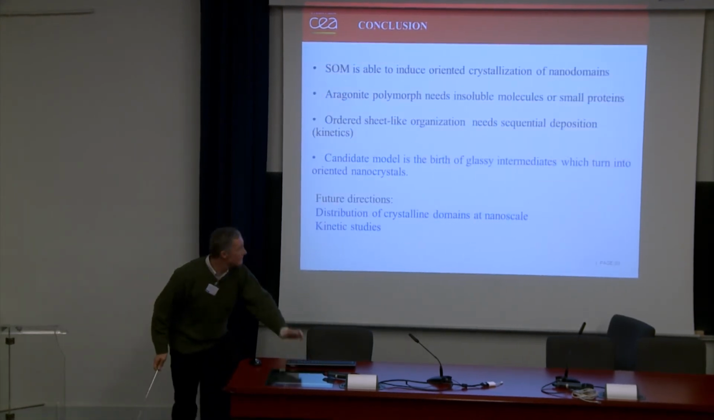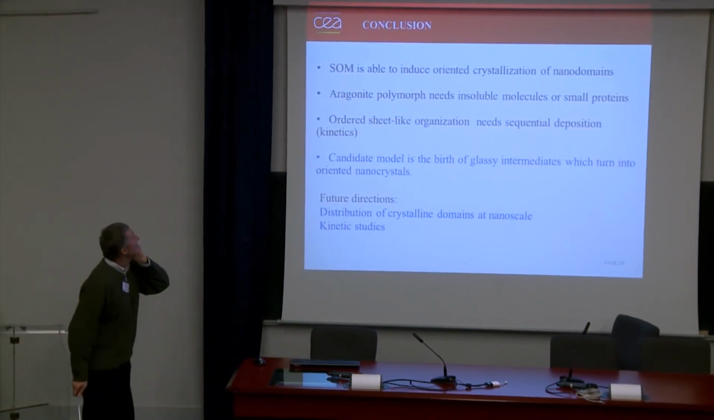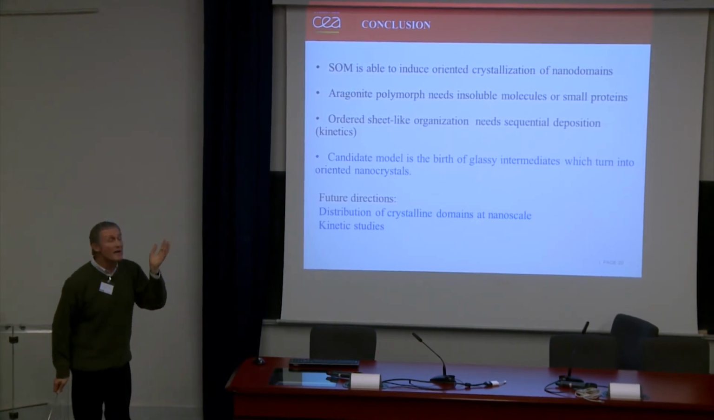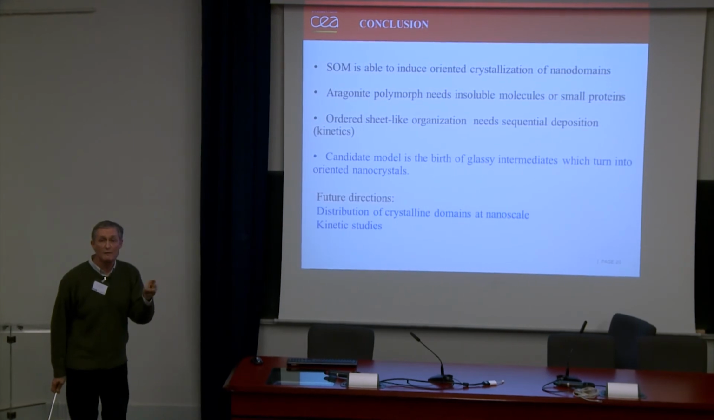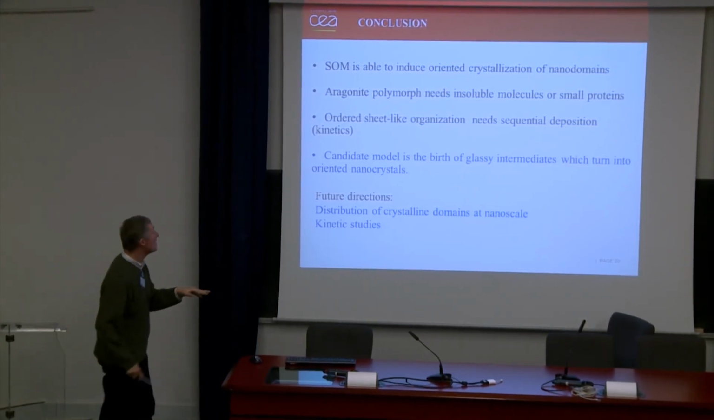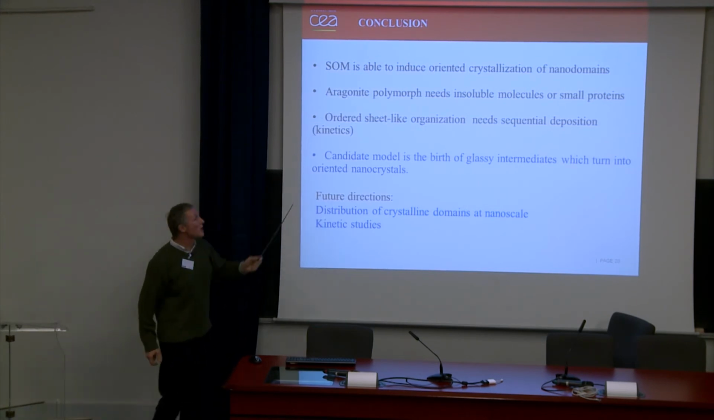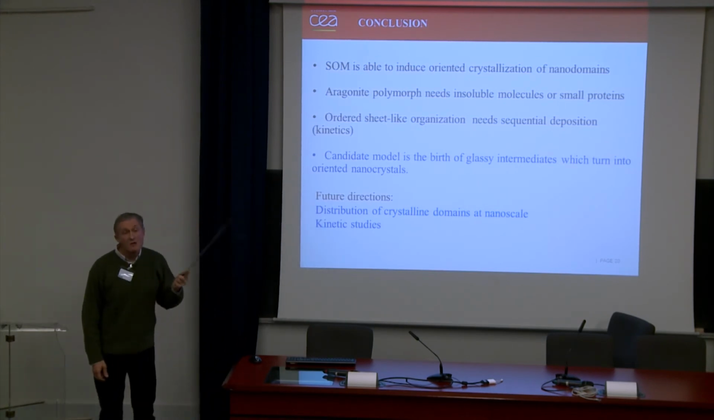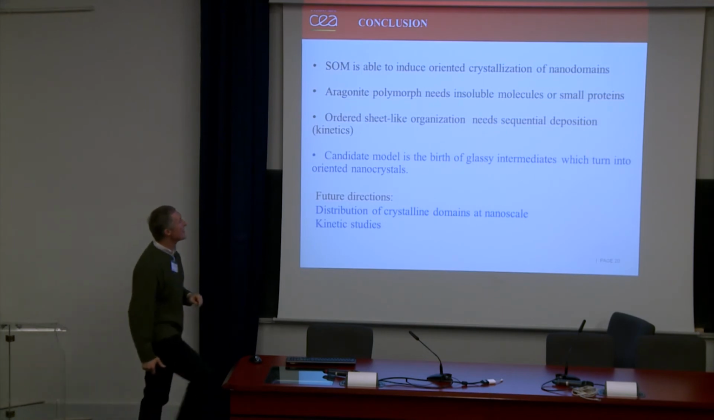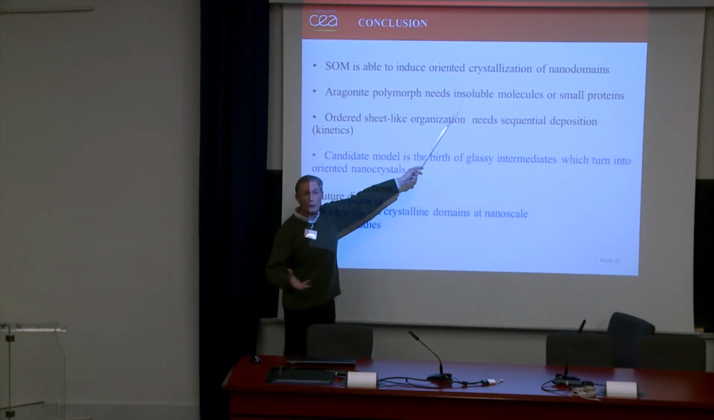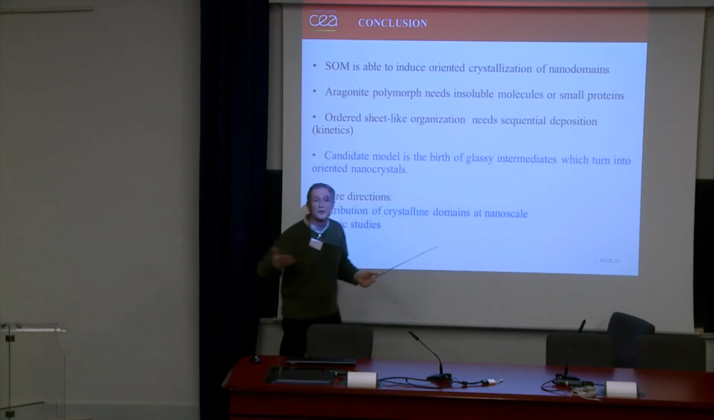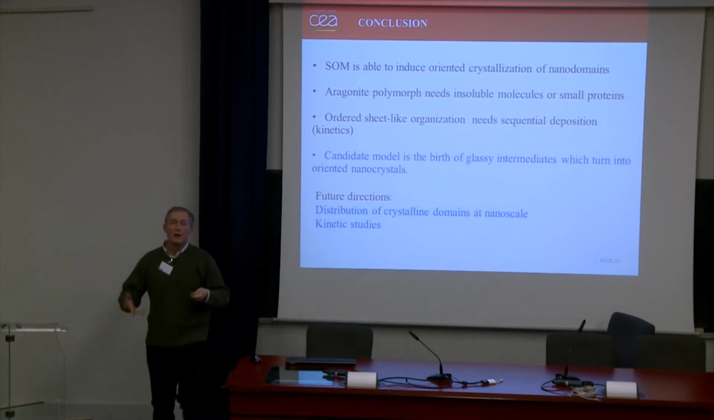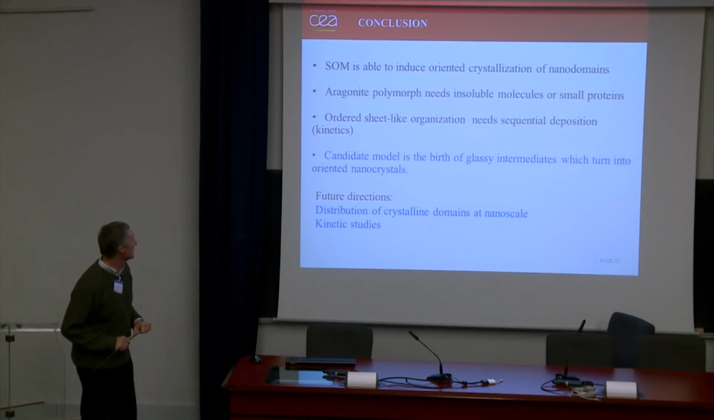So the conclusion: this soluble organic matrix seems to be able to induce an oriented crystallization of nanodomains by itself. So it seems a key ingredient for that. Of course, we don't recover the aragonite polymorph, and many studies claimed in the past that for that you need the insoluble part of the organics, or maybe smaller proteins that we cut in our process when we recover the organic part.